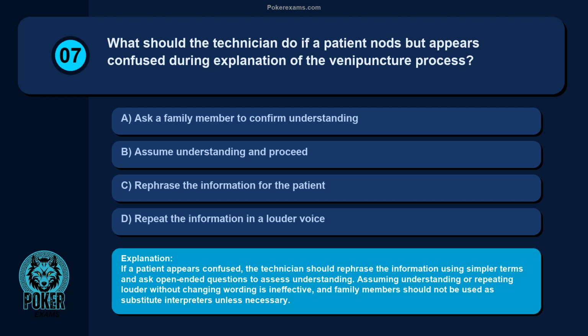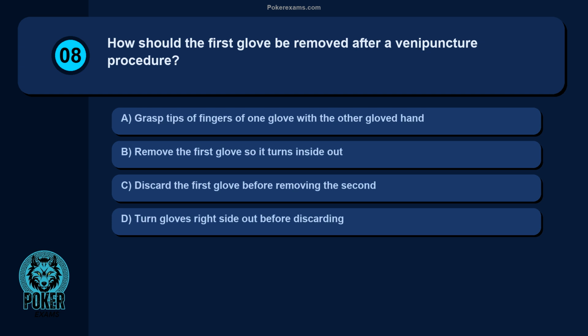If a patient appears confused, the technician should rephrase the information using simpler terms and ask open-ended questions to assess understanding. Assuming understanding or repeating louder without changing wording is ineffective, and family members should not be used as substitute interpreters unless necessary.